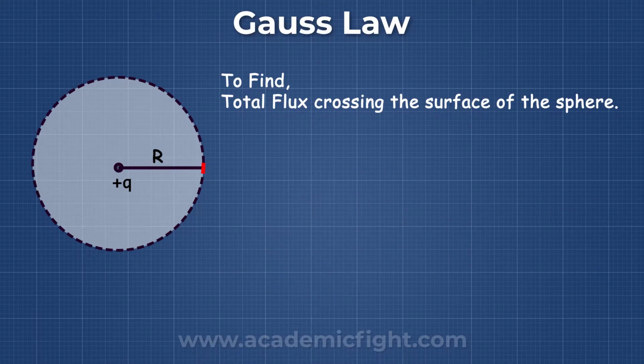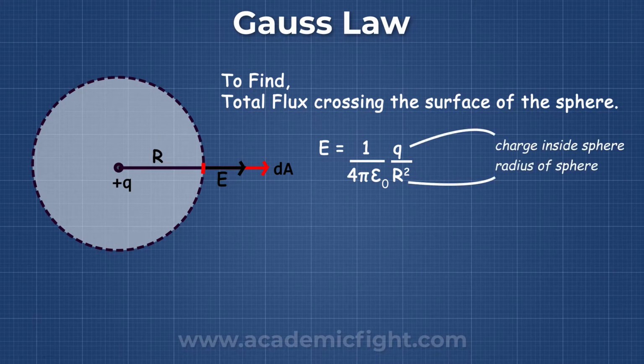Let's say we cut a tiny surface whose area is dA. Now the electric field passing through the surface, E, is equal to 1 by 4 pi epsilon naught, into, q by r square, where q is the charge inside the sphere, and r is the radius of the sphere. Now the angle between E and A is 0, as we can see from the figure.